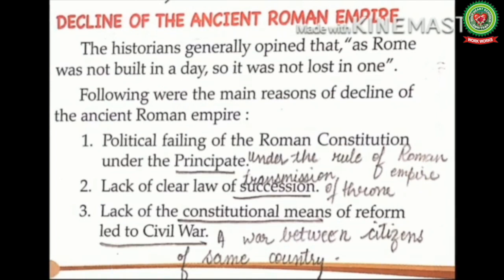It means the Roman Empire was politically failed as the people were not following the Roman rules and regulations. Number 2. Lack of clear law of succession. Succession, transmission of throne, who is going to be next king. Number 3. Lack of constitutional means, which will lead to the civil war. What is civil war? A war between the citizens of the same country.